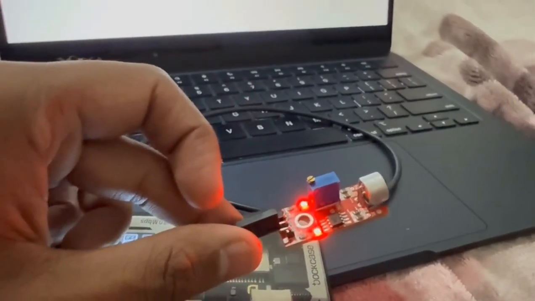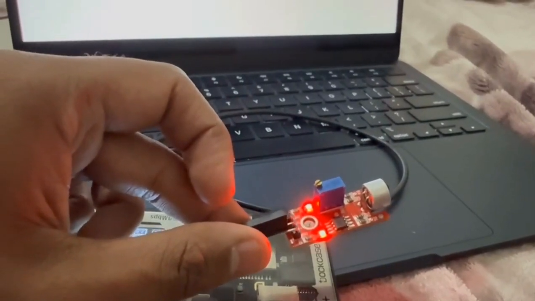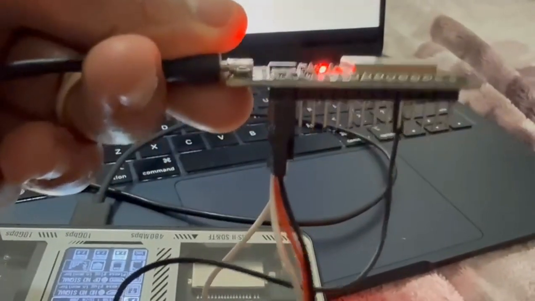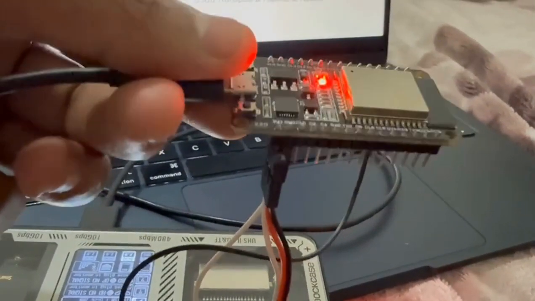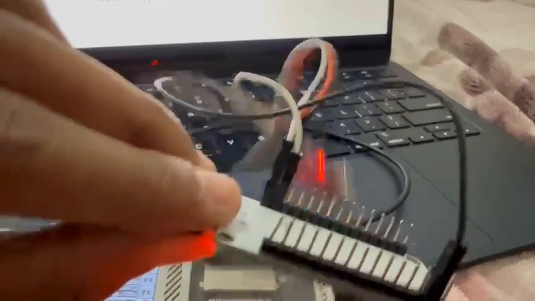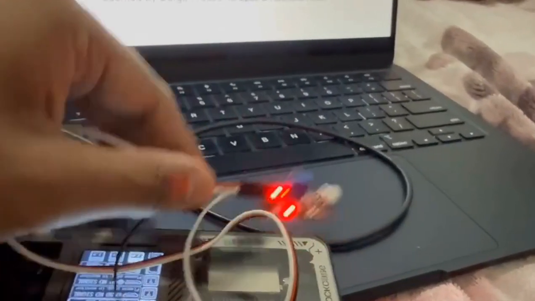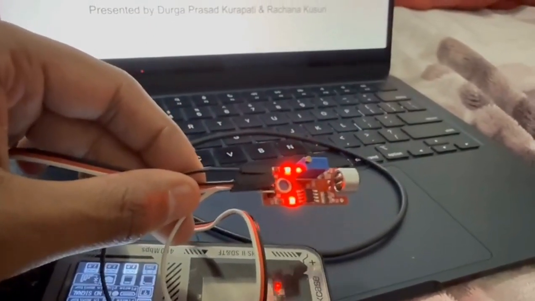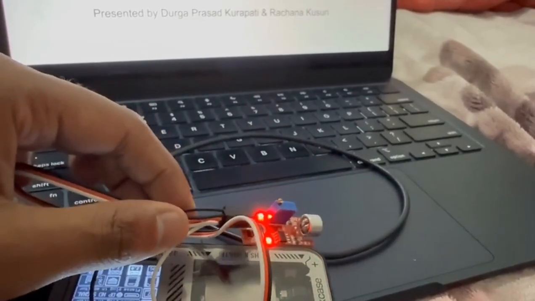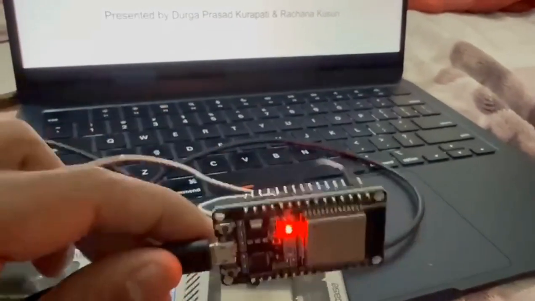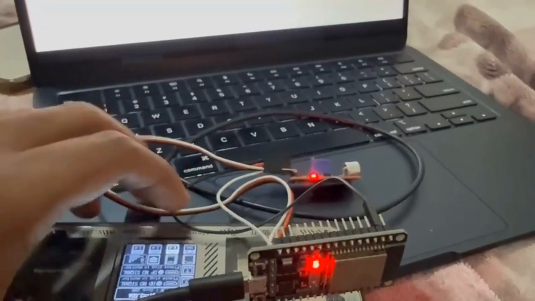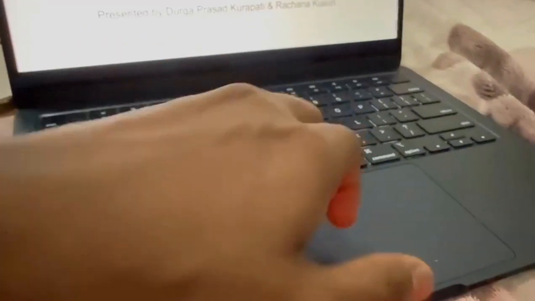So to measure the environment sound, we connect our sound sensor to the ESP32. This sensor detects variation in sound pressure level and outputs an analog signal, which the ESP32 reads using its analog to digital converter. So this gives us a numerical value that represents the intensity of the sound in the environment at a given moment.